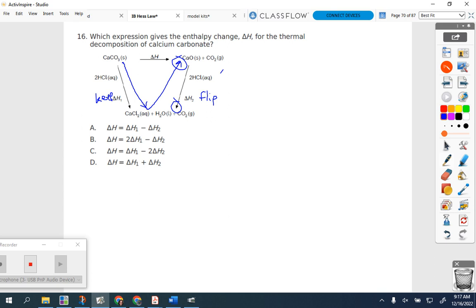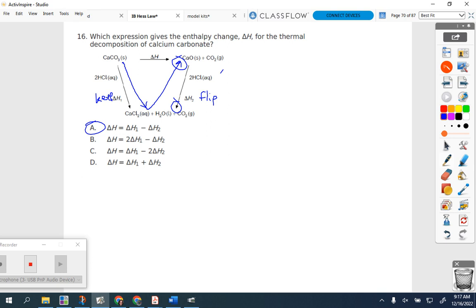Even though it says 2HCl, that's the thing that we're reacting with our reactants and then reacting with our products to get these. The reactants are not doubled. The products are not doubled. Our original reactant is not doubled, so we don't have to multiply anything by 2. So it should be H1 minus H2, which is A. Right? You don't have to multiply because in neither case are we changing the coefficients of our target reactants or our target products.